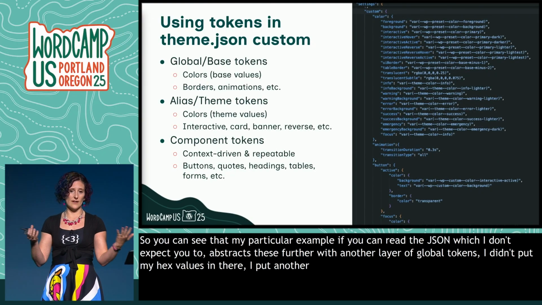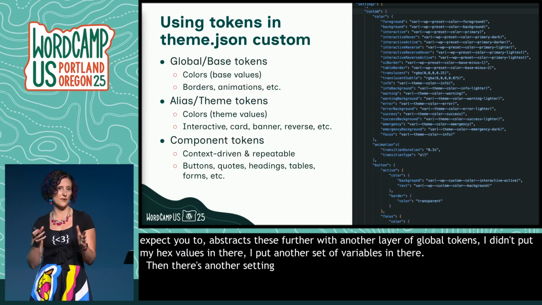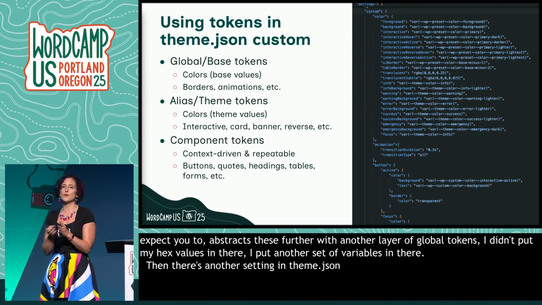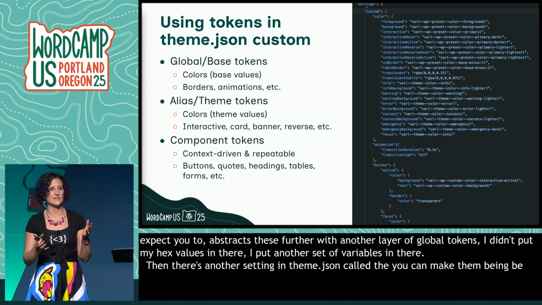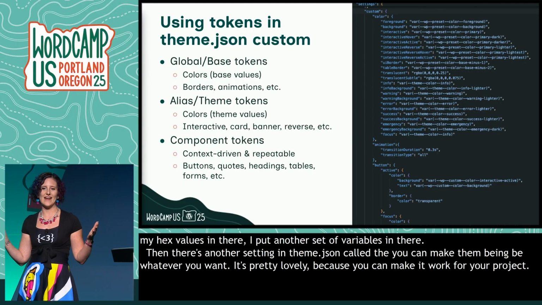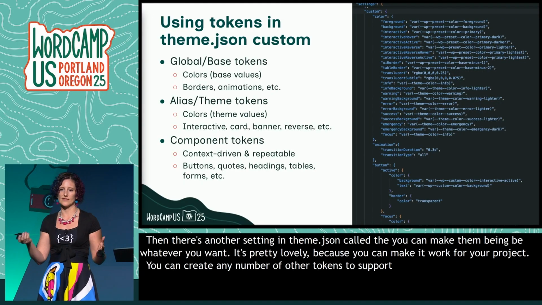Then there's another setting in theme JSON called the custom section, and custom properties in theme JSON will output CSS variables, and you can make them be whatever you want. It's pretty lovely because you can make it work for your project. You can create any number of other tokens to support a true tokenized design system.